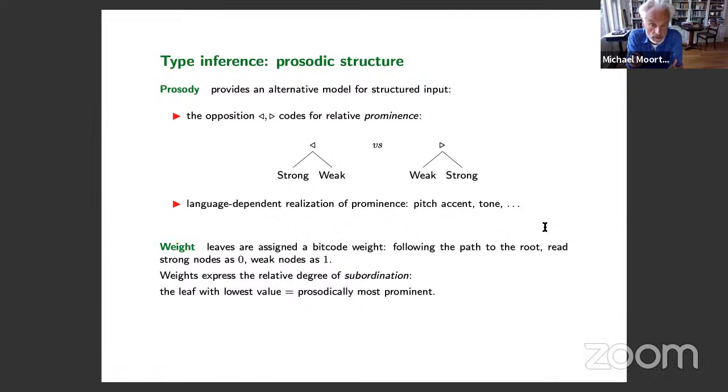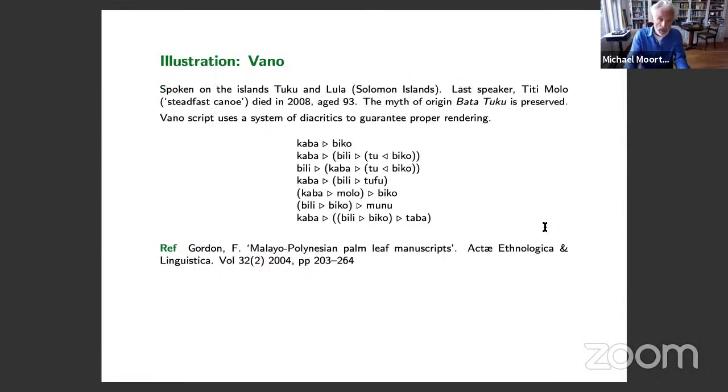So here what you can do in order to cash out on that prosodic model is assign a weight to the leaves of your structured data. The weight takes the form of a bit string, which you obtain by following the path from a leaf to the root, reading the strong nodes that you pass as 0 and the weak nodes as 1. And then the binary number that you find is going to express the relative degree of subordination. So that means that the leaf which gets the lowest value in binary is going to be the element that is prosodically the most prominent. Now, let's give an illustration here.